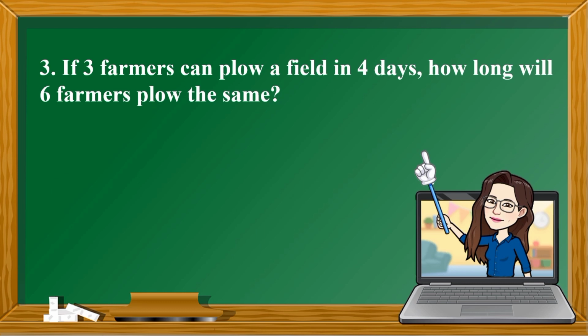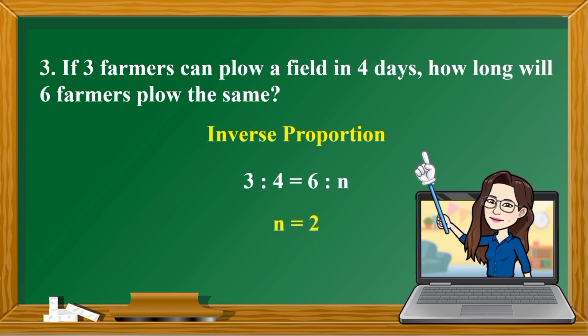Number 3. If 3 farmers can plow a field in 4 days, how long will 6 farmers plow the same? Is it direct proportion, inverse proportion, or partitive proportion? Yes, this is an inverse proportion. We can write it as 3 is to 4 equals 6 is to n. Now, find the value of the missing term. The answer is 2. Good job, kids! You are all correct.